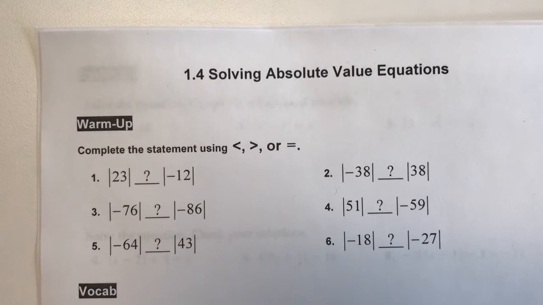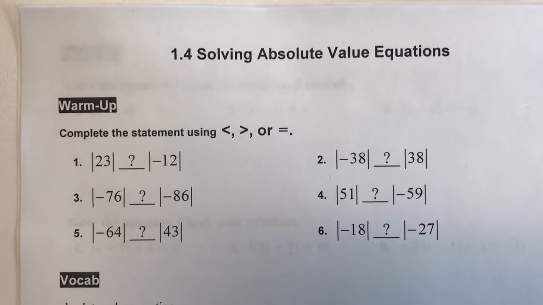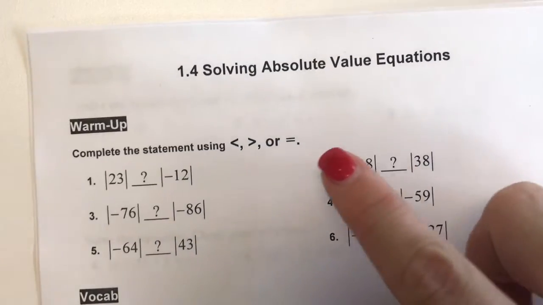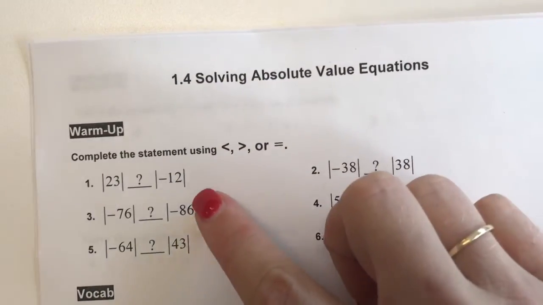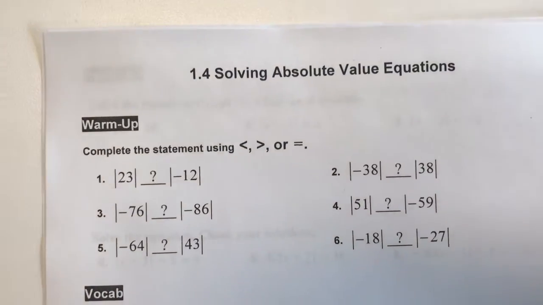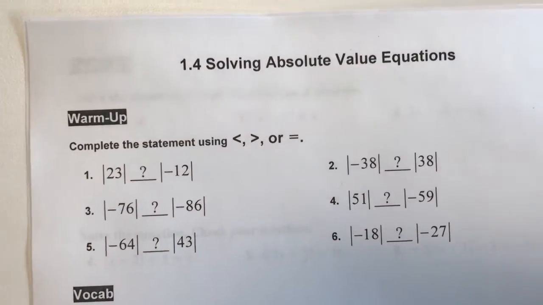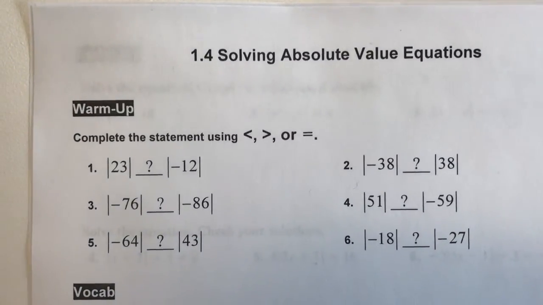Start with the warm-up and keep in mind that absolute value is referring to a number's distance from 0. So like the number negative 12 is 12 units away from 0, so the absolute value of negative 12 is 12. Absolute value basically makes the number positive, and if it's already positive, it stays positive. So go ahead and try that.